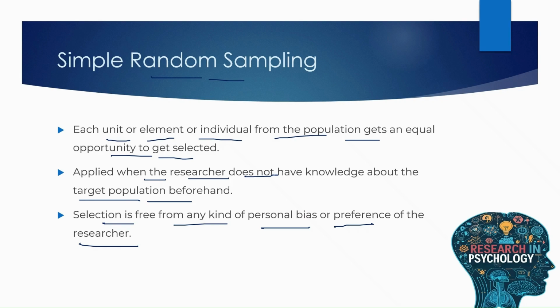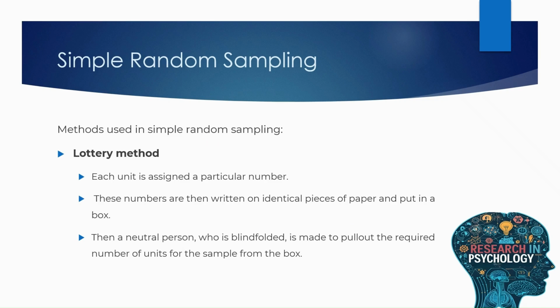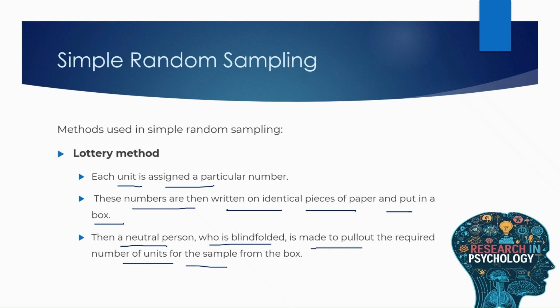All right? How to do simple random sampling? Let's see what are the different methods that are used for simple random sampling. The first we have is the lottery method. Here, as the name suggests, we assign each unit a particular number. Then these numbers are written on identical pieces of paper and put in a box. Then a neutral person who is blindfolded is made to pull out the required number of units from the box for the sample.